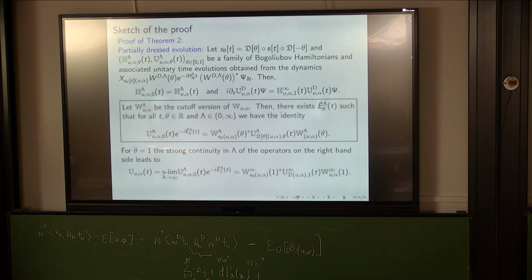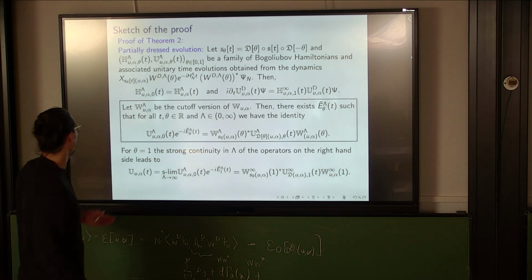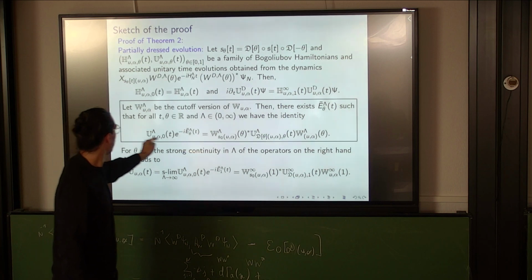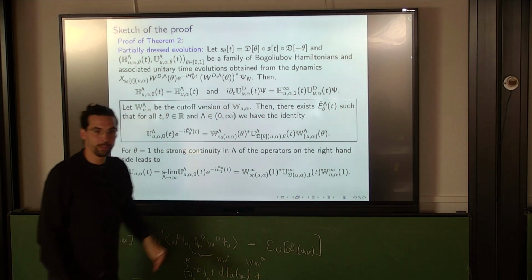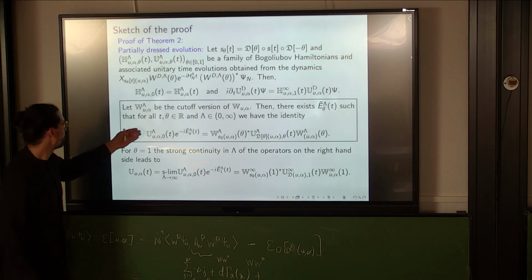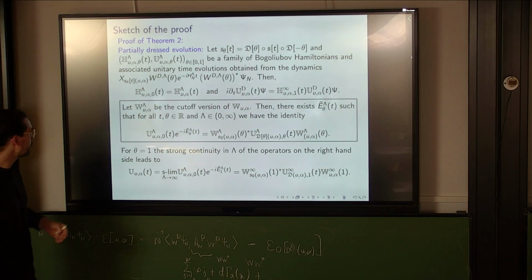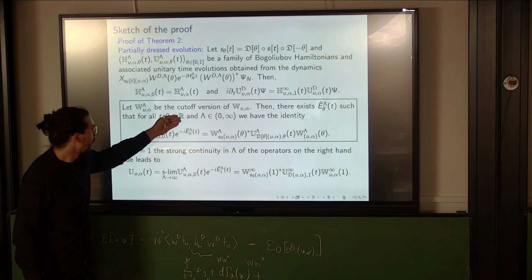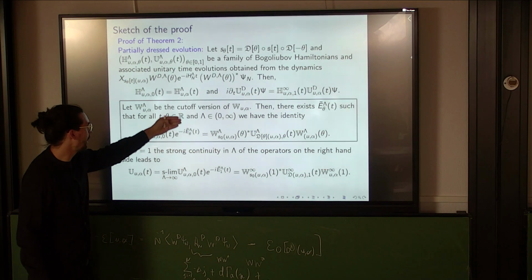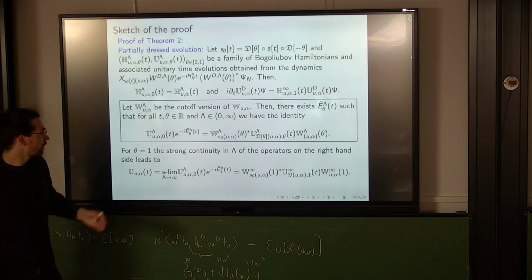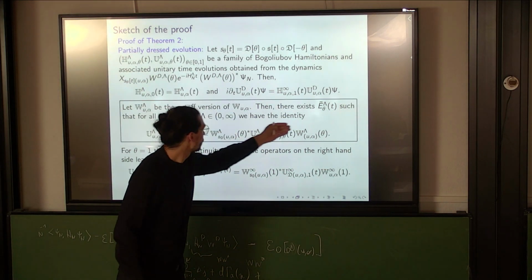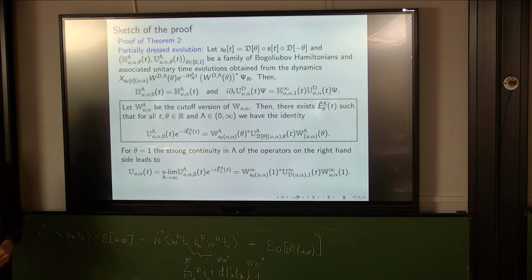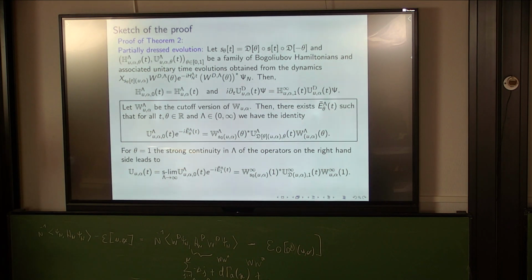And what we then show is that for all t and theta, we have the following equality, which says that the dynamics with cutoff, where we subtract a constant which depends on time, lambda, and theta, is given by these 3 evolutions on the right-hand side, which are the partially dressed versions with cutoff from the last evolution of the previous slide.